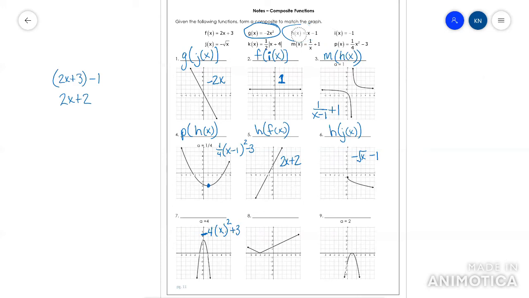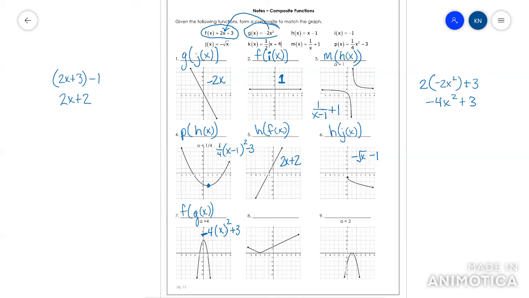So instead of using h, I'm going to use f of x. And I'm going to plug g into my f of x. Because if I do this, I'll get 2 times negative 2x squared, the part that got plugged in, plus 3. Distribute the 2, you get negative 4x squared plus 3, which is what I wanted it to be. So I plugged in g of x into f of x, like that.